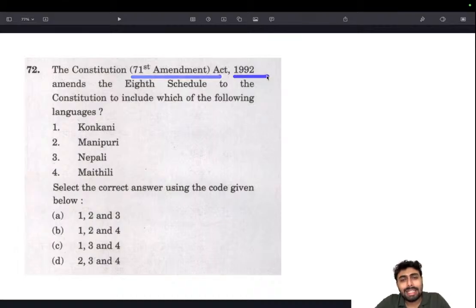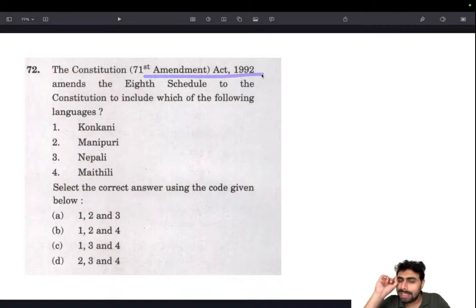We might think that, okay, the 1992 amendment is added. We think that, okay, Maithili, Santali, Bodo, Dogri, these have been added at last. These are the latest additions to the 8th Schedule. But the issue is that the latest addition happened in 2004. This was asking about the 1992 edition.